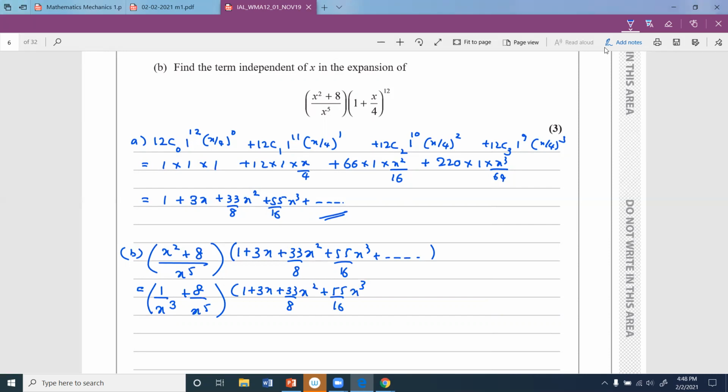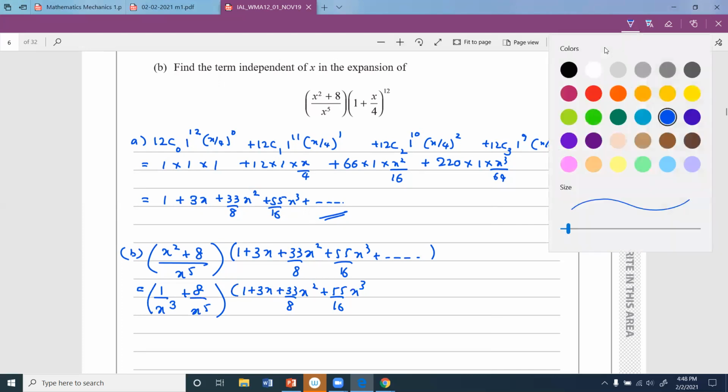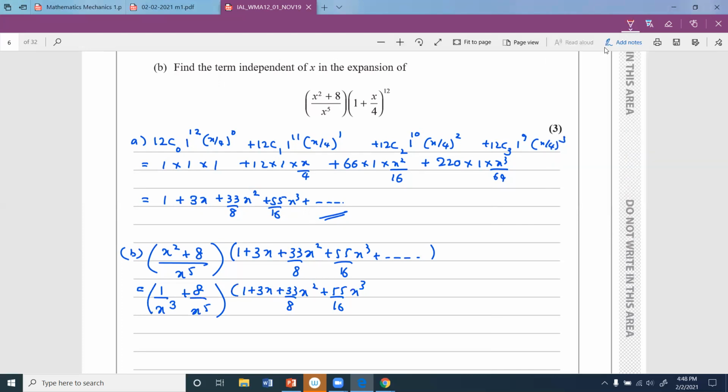That means since it is 1 over x to the power 5 here, another couple of terms should be written over here. The reason is that if you multiply this 1 over x to the power 3 with this term, x to the power 3 and x to the power 3 get cancelled and form a term independent of x. But x to the power 5 also forms another one. Therefore, you need to write another few terms, and I'll write those terms in a different color.